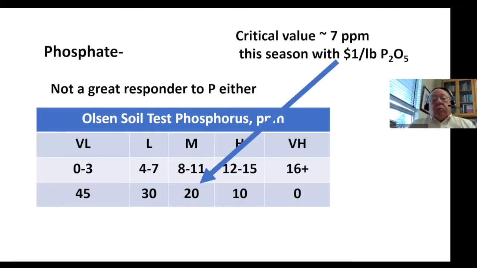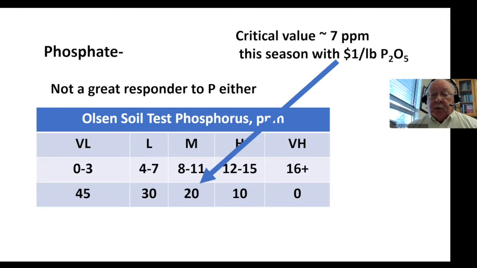All right, so on to the phosphate. The dry bean is not a very big user of phosphate, certainly not like corn, certainly not like small grains. And the critical value in the old recommendations that are there are somewhere around that 11 ppm. The amount that's put on there for the high category, the H category, is just, I don't know, kind of a pseudo maintenance kind of amount. But as far as contributing any greater yield, I don't think at all.